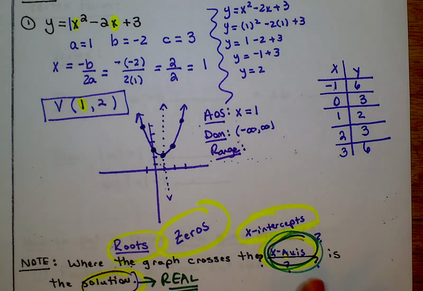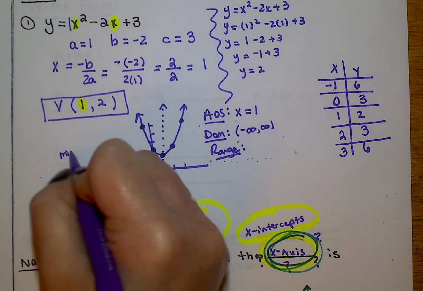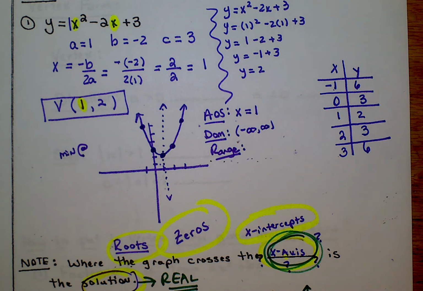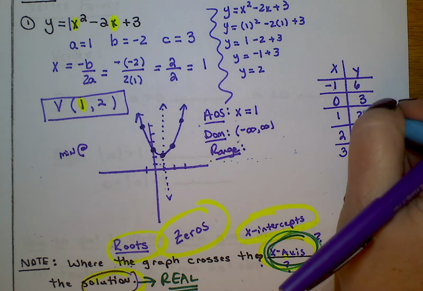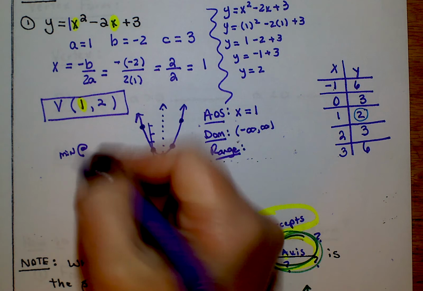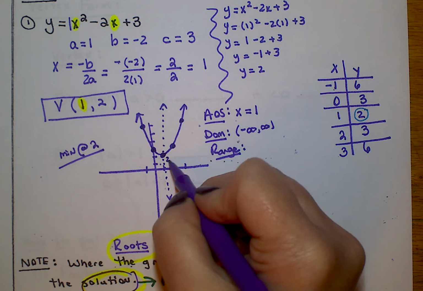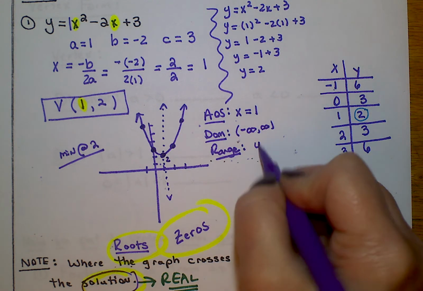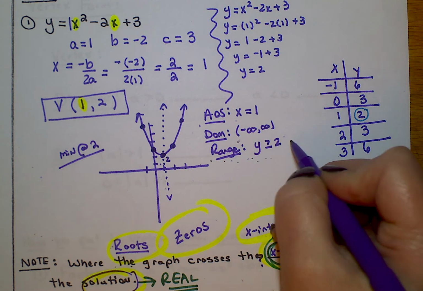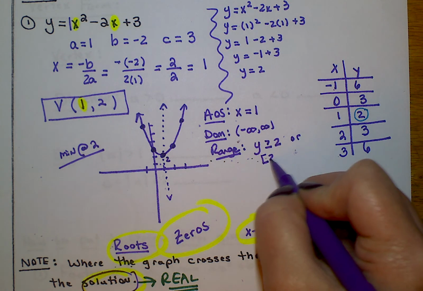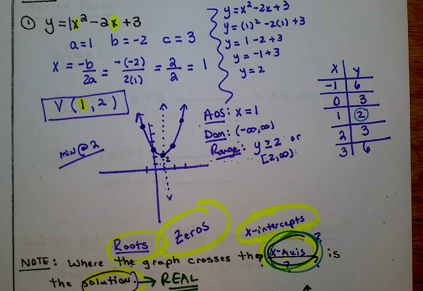This graph has what's called a minimum, which is a low point. The minimum occurs at 2. So what that means, since my low point is at 2, my range is going to be numbers that are larger than 2. So to put that in interval notation would be bracket 2 to infinity.